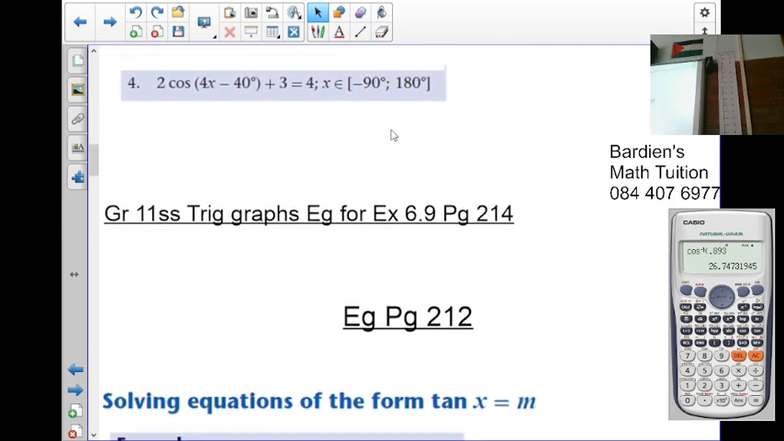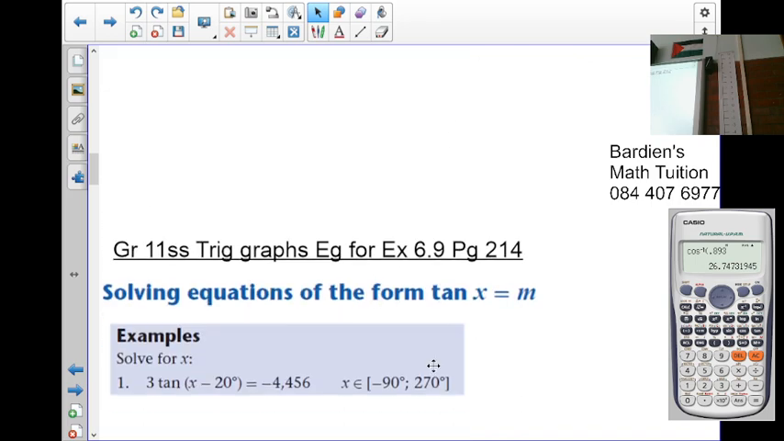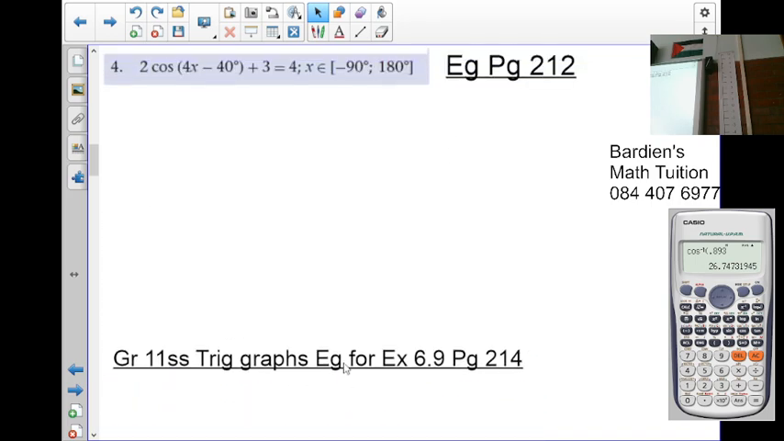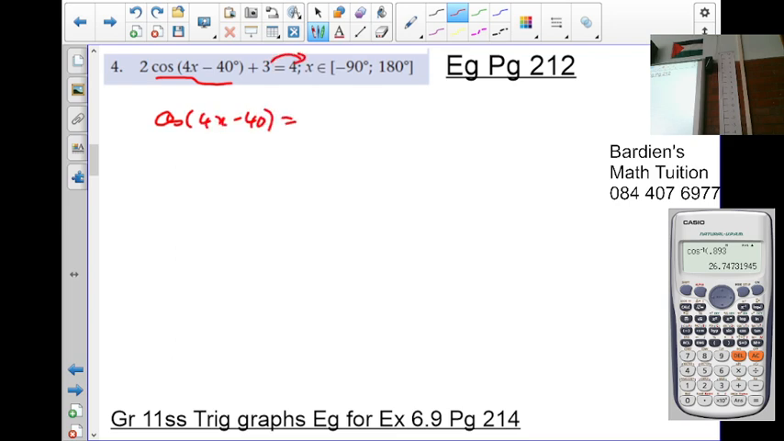So let's look at example 4. We've got 2 cos of 4x minus 40 plus 3 is equal to 4, for x is an element of negative 90 to 180. Right, where do I start? Get cos of the angle on its own. So it becomes cos of 4x minus 40 is equal to 4 minus 3, which is 1.